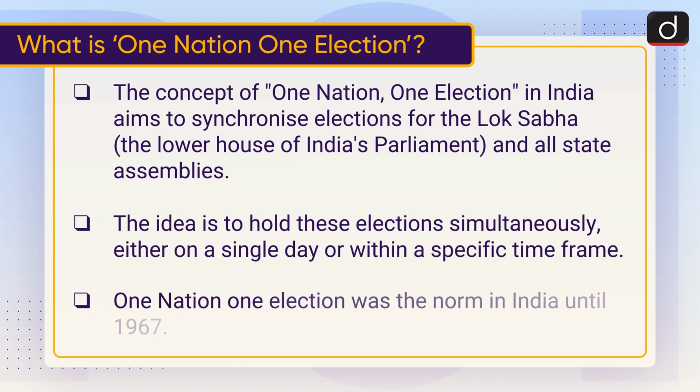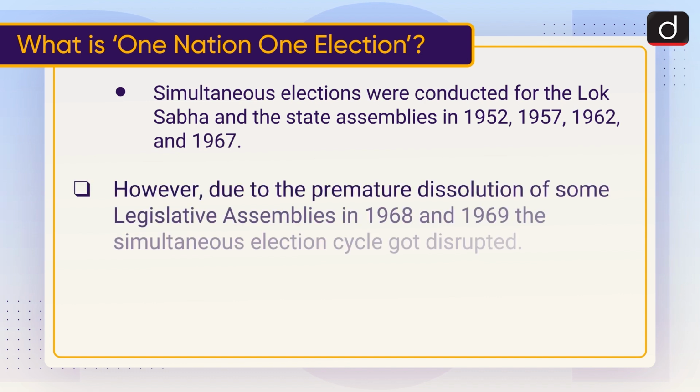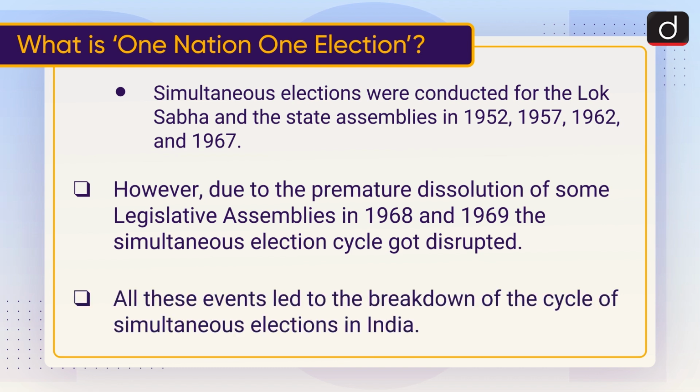One nation, one election was the norm in India until 1967. Simultaneous elections were conducted for the Lok Sabha and the state assemblies in 1952, 1957, 1962 and 1967. However, due to the premature dissolution of some legislative assemblies in 1968 and 1969, the simultaneous election cycle got disrupted. All these events led to the breakdown of the cycle of simultaneous elections in India.